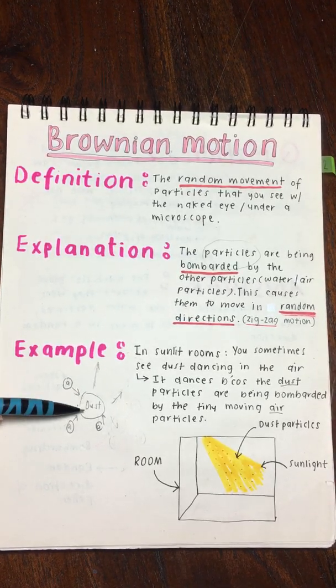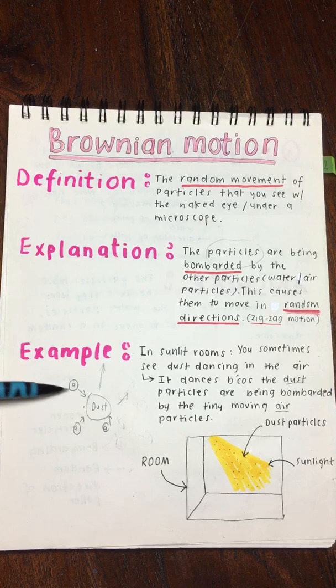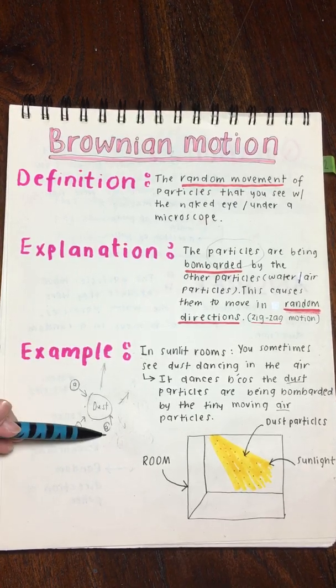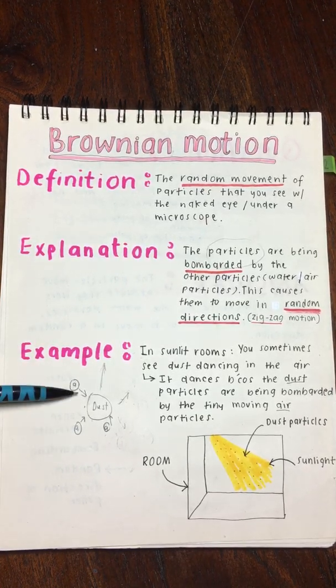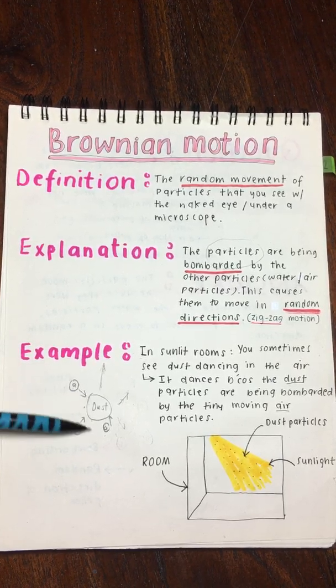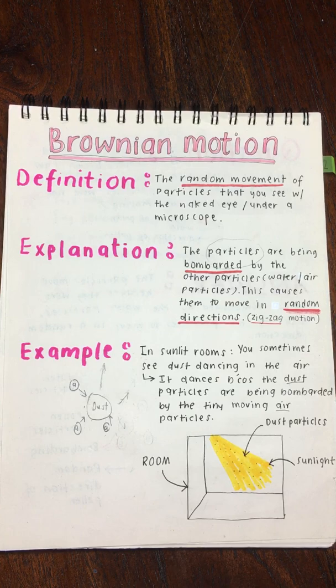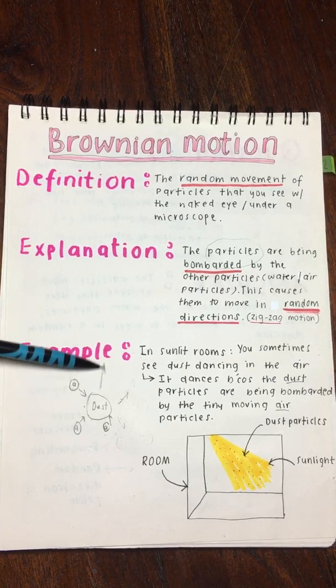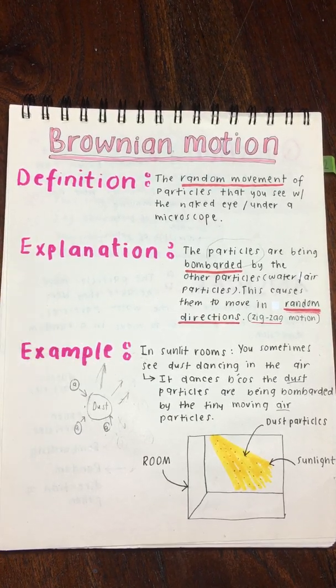And so imagine this is the dust particle over here, and these are the air particles. And these air particles are bombarding or hitting these dust particles. And obviously, the dust particles are not gonna fight back. They're just gonna bounce off in any direction in a random motion.